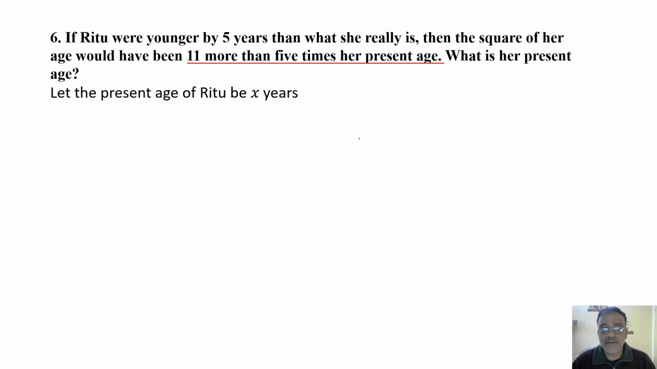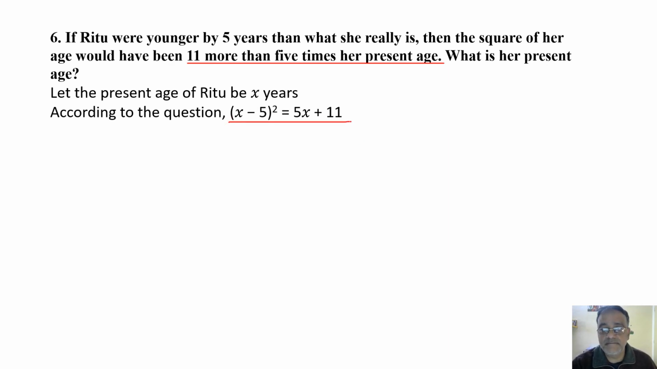So according to the question, what will be the age of Ritu when she was younger by 5 years? X minus 5, right. Square of her age would have been 11 more than 5 times her present age. So present age is X, 5 times means 5X. 11 more than means 5X plus 11. So X minus 5 whole square is equal to 5X plus 11. Whether this equation is clear? Yes, sir.